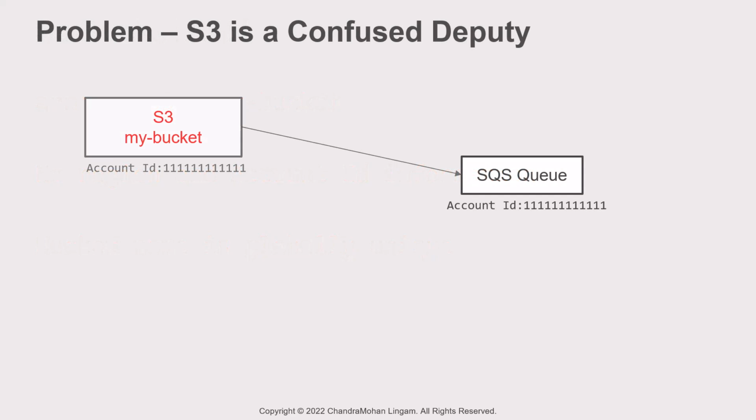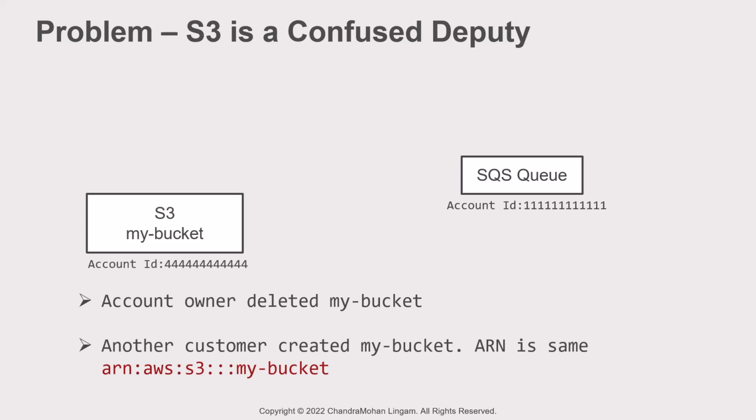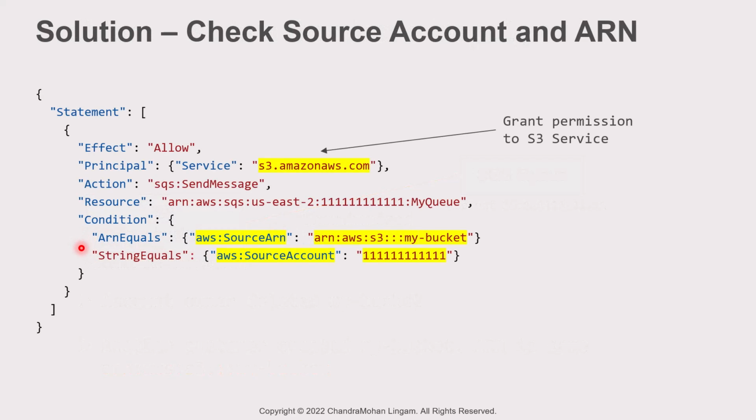Now, what if the account owner deleted my bucket and another customer created a new bucket with the same name? Since we don't have account ID or region name in the bucket ARN, if you look at the ARN of the new bucket, it will exactly match with the old bucket name. The problem is we now have a potential security issue because your SQS queue would now allow messages from this new bucket. Now, to protect from this possibility, in addition to the source ARN, we must also add one more check to verify the source account. This check ensures that the request came from my bucket and then the bucket indeed belongs to the specified account.